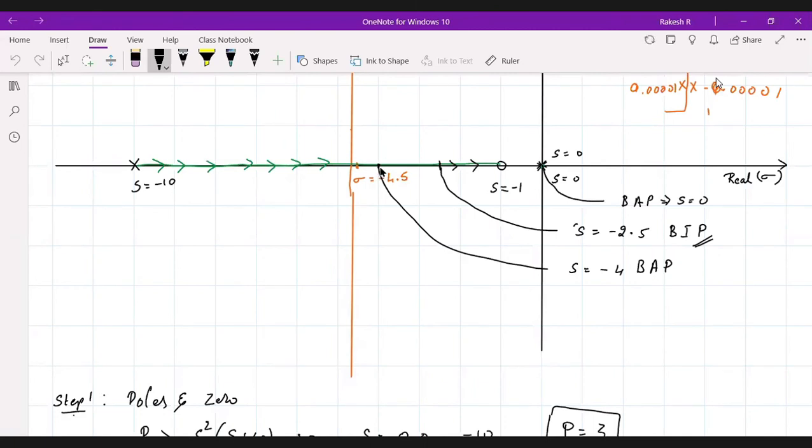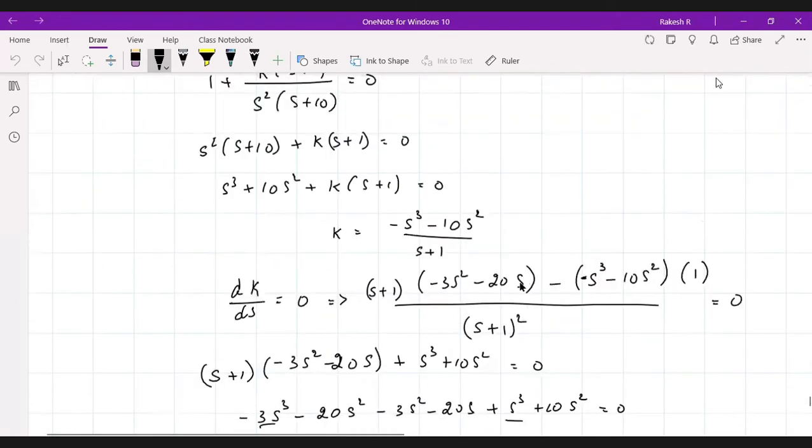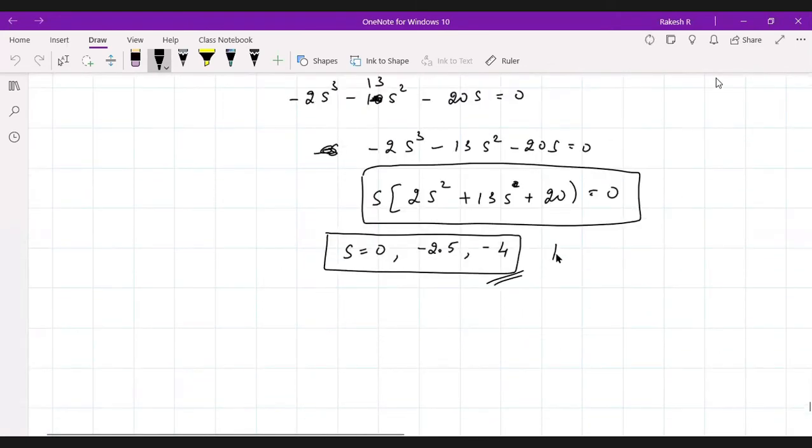So what is the next step? Now these three are valid breakaway and break-in points.